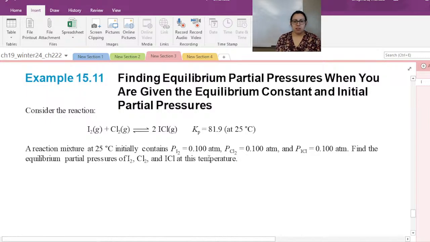So find the equilibrium partial pressures. This is just what we were saying, right? Now we don't know which way it's going. As a hint, we need to find our Q first to even figure out which way we're going. So I'll let you guys try that.